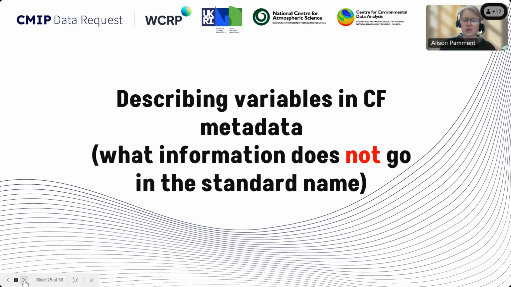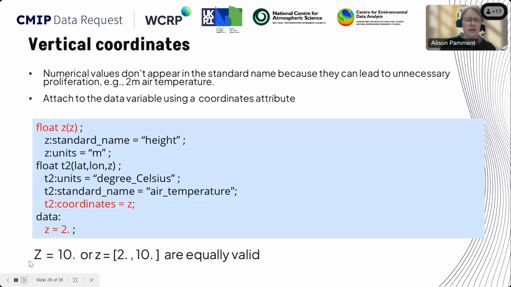I'll proceed then to just talk about some things that don't go into the CF standard name, because again, if you're very new to the CF process, sometimes it's tempting to try and put a lot of information about your variable in the standard name itself. So a particular thing is using vertical coordinates. We don't put numerical information in the standard name.